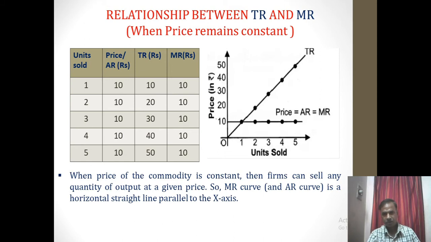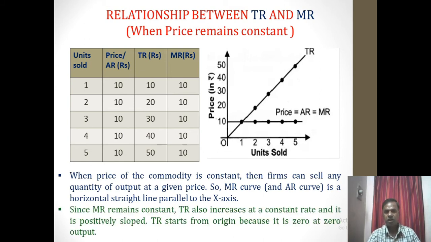So you can learn from this slide, the relationship between TR and MR: when the price is constant and the sellers are selling more units of the commodity at the same price, MR will be horizontal, parallel to the x-axis, and TR increases at a constant rate. TR increases at a constant rate because MR is constant. MR is the same. That's why it increases at a constant rate and is positively sloped.